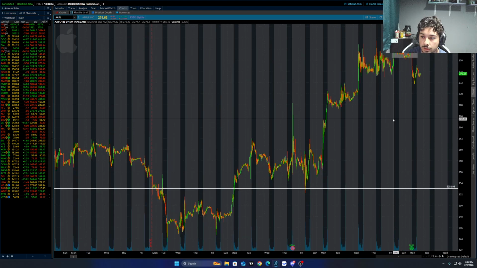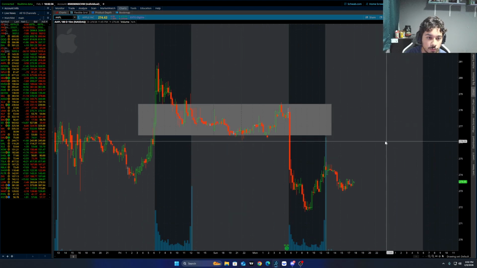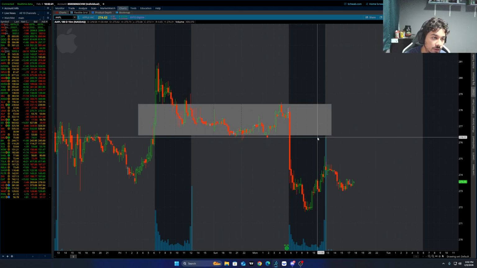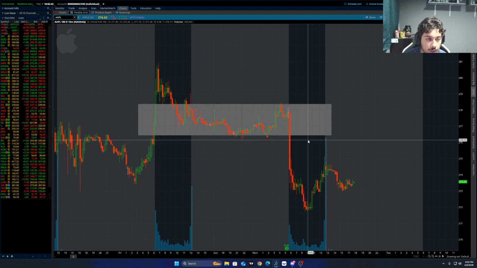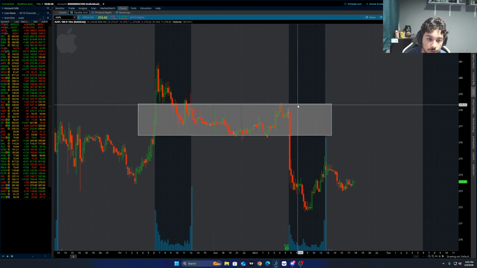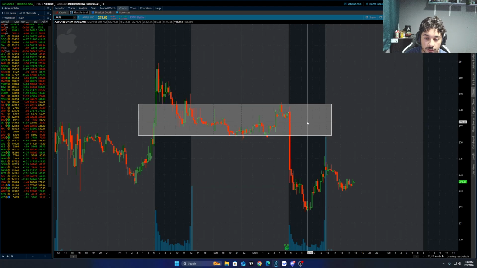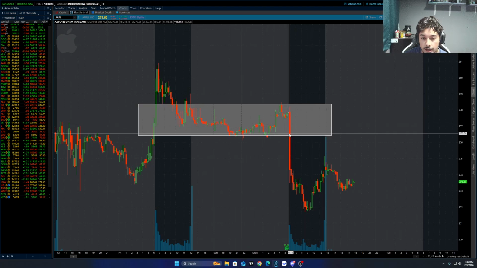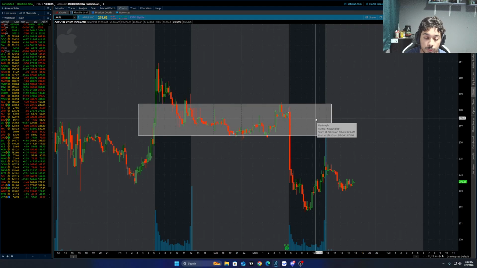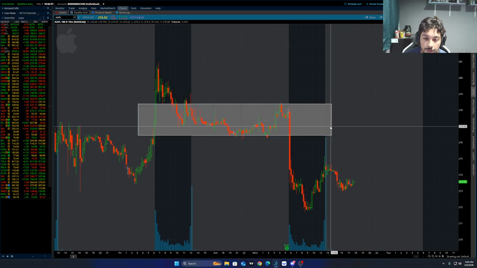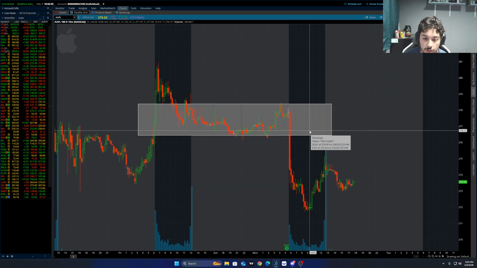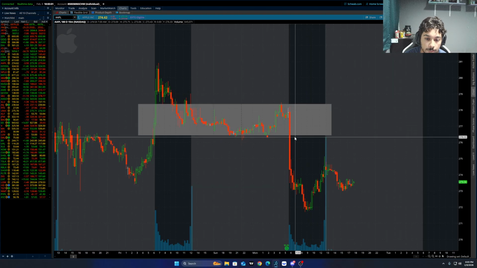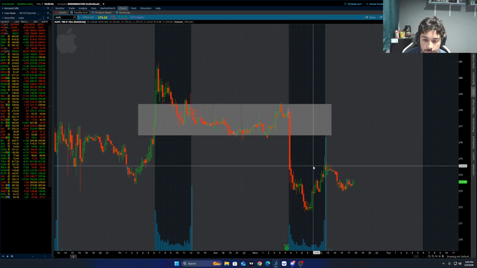But if we just take a look at the 15, my thing would be, okay, we're currently basing. So if it breaks below, I'm going to take puts. If it breaks above, then I'm going to go for calls. However, if we stay in between the pre-market low and high, then I probably won't touch this. It's probably just going to continue basing. But the idea is, if you want to trade it, short the top, calls for the bottom.